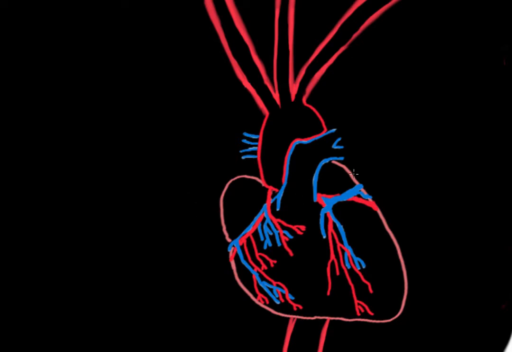Take a look at this heart I've drawn here. Now the heart has this main blood vessel coming off right here, the aorta, and off of the aorta branch three huge main vessels. First, you've got your brachiocephalic, which actually branches a little further down to become the right common carotid and the right subclavian.